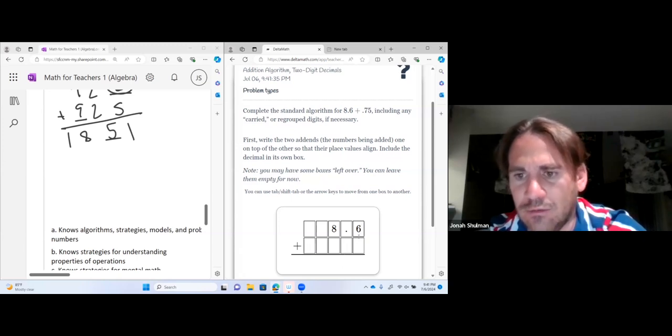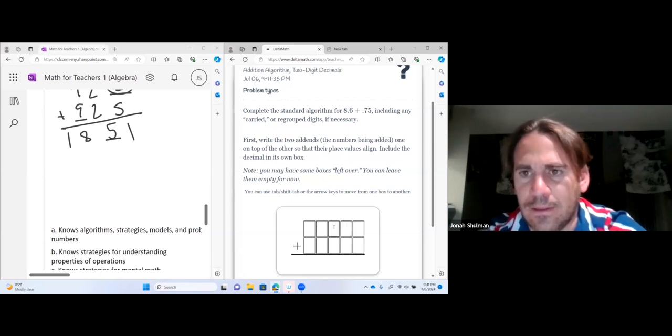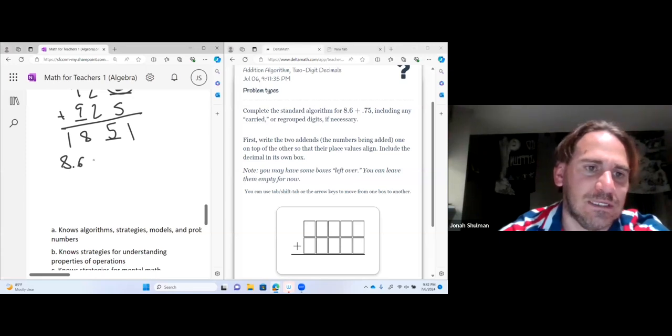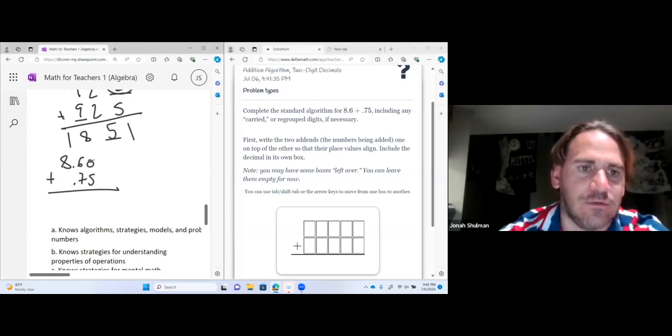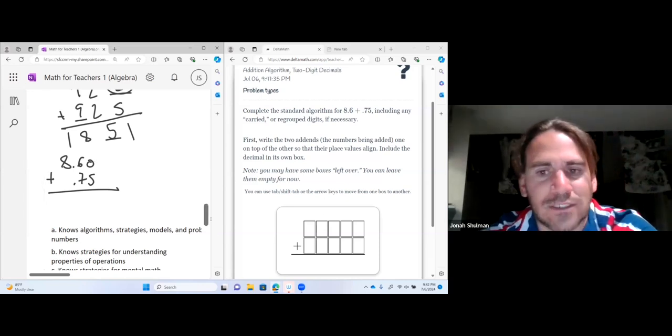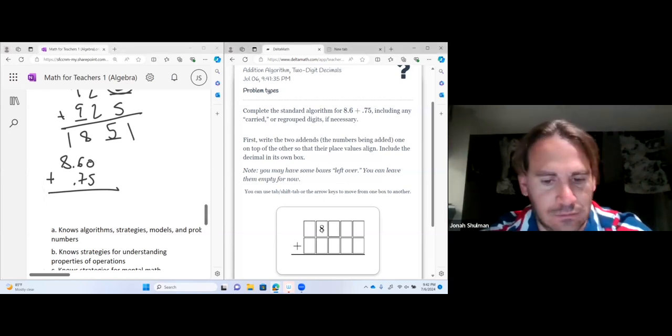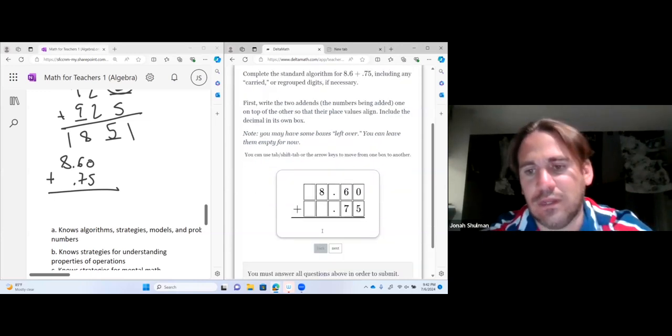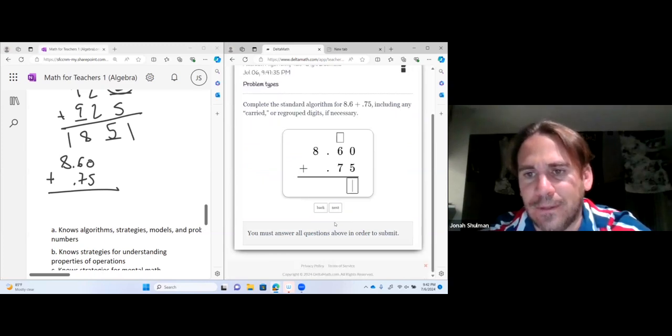Oh, my bad already. We got to have them line up. So I need the decimals in the same place. So I can write over here. So if I have 8.6 plus 0.75, I need a 0 here. That way they can all match up. So I need 4 places. 8.60, and this one's going to be 0.75. Now it's all lined up and pretty.